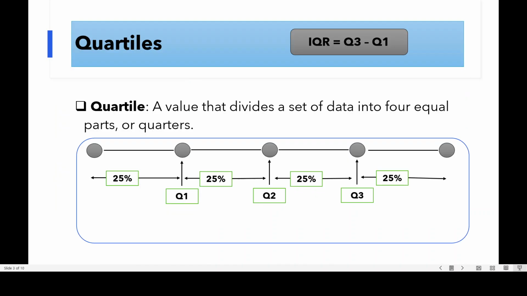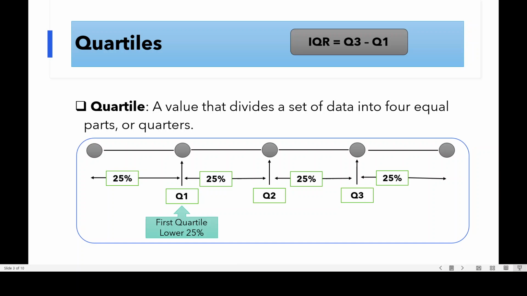Interquartile range is based on quartiles. This is the difference between the third and first quartile. So first we discuss what a quartile is. A quartile is a value that divides a set of data into four equal parts or quarters.